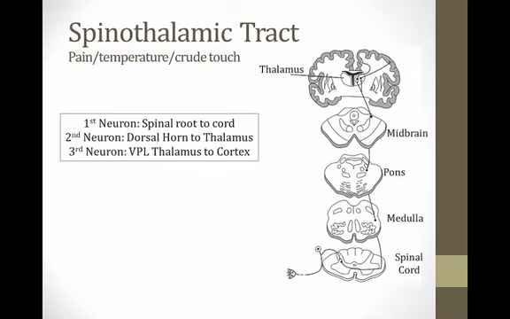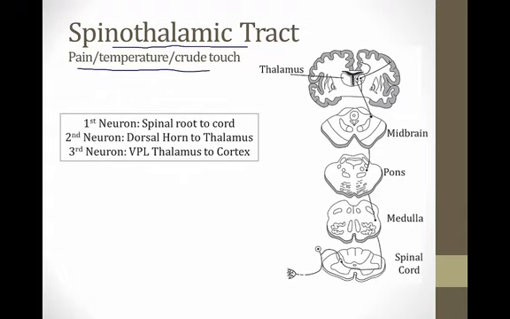So now what we're going to do is talk about the three tracts that carry information between the spinal cord and the brain. First, we'll talk about the two sensory tracts, which carry sensory information into the spinal cord and up to the brain. And then we'll talk about the motor tract, which is how the brain creates motor activity. So first, let's talk about the spinothalamic tract. And this is the tract in the body that carries information on pain, temperature, and crude touch.